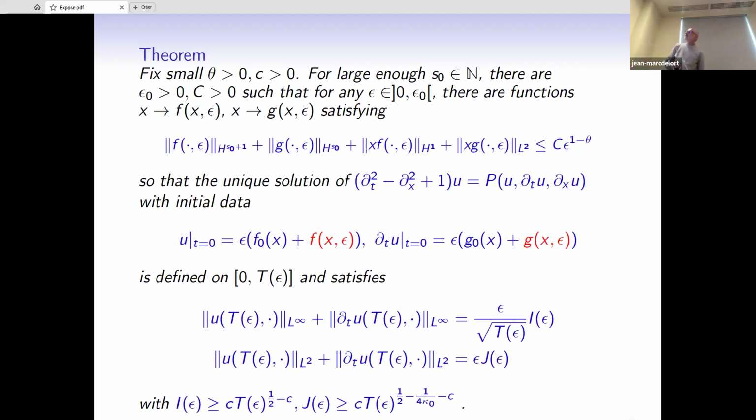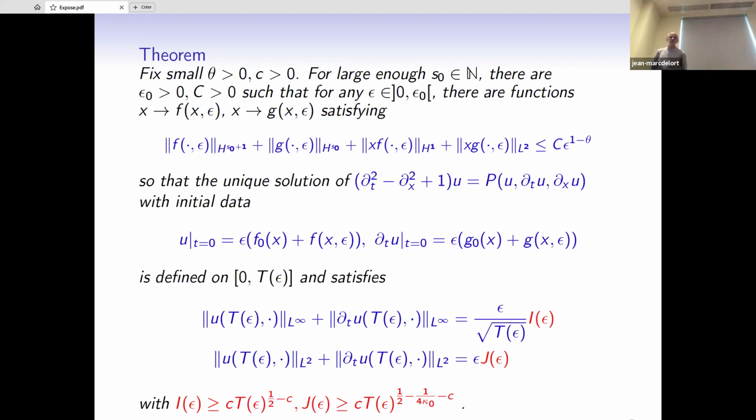So let me give a statement concerning norm inflation. The statement says that at time T of epsilon, if you compute the value of u in infinity norm plus dtu in infinity norm, you get epsilon over the square root of T of epsilon, which is the dispersive decay you expect for the Klein-Gordon equation, but multiplied by some inflation factor, I of epsilon, which is bounded from below by T of epsilon to the power 1/2 minus a small constant.